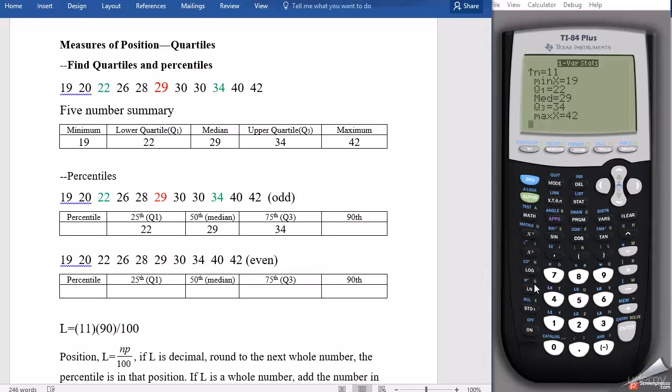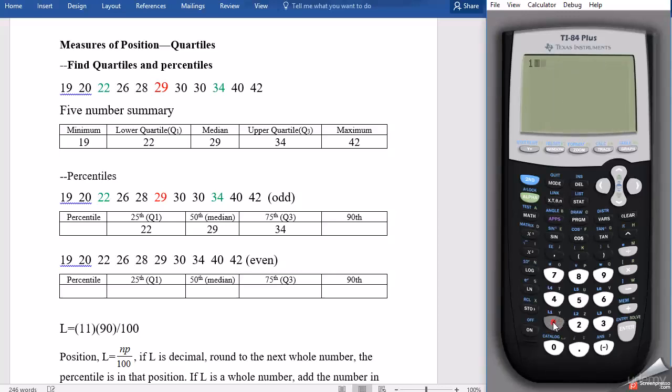As a matter of fact, I think it's better for us to do it right here. So L is 11 times 90, divided by 100. When you do that, you get 9.9. And this is the position. When the L value is a decimal, it is rounded up. When you round it up, you get a number, and it tells us that the percentile is in that position. So in this case, we have 9.9, which we are going to round up to 10.